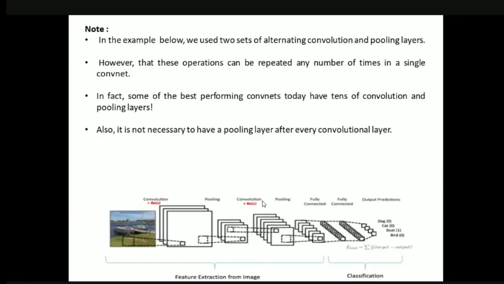One thing I wanted to tell: here we use two sets of alternating convolution and pooling layers, right? If you see here, this is one convolution plus ReLU and pooling, and again convolution plus ReLU and pooling.